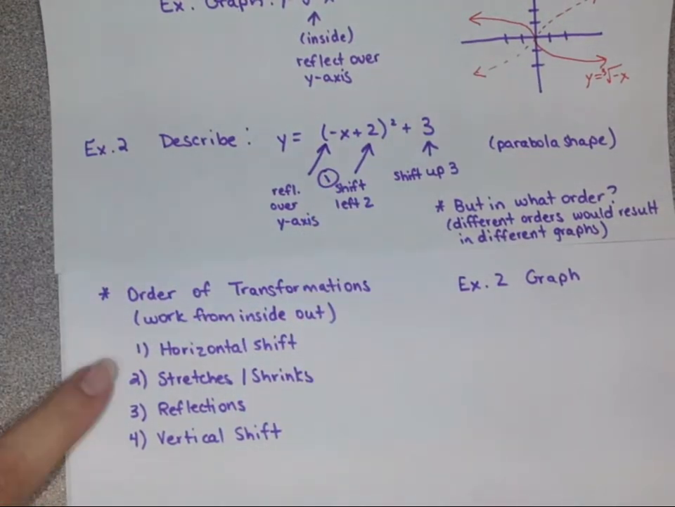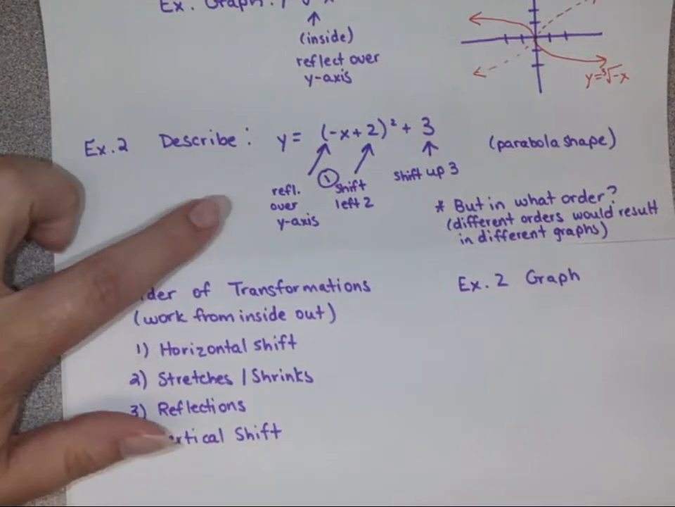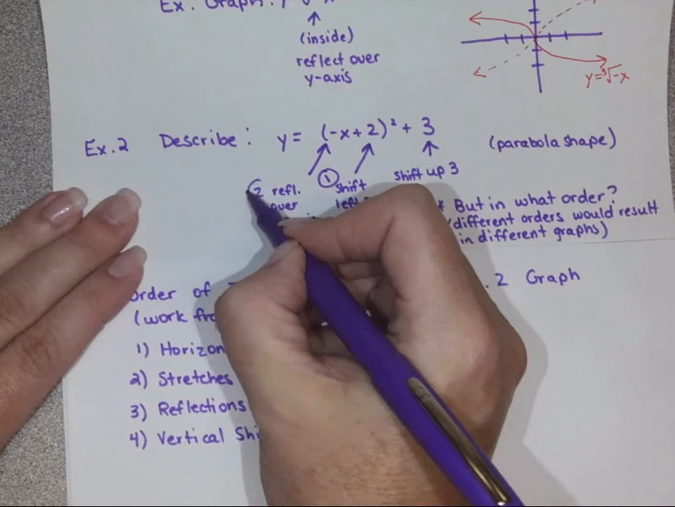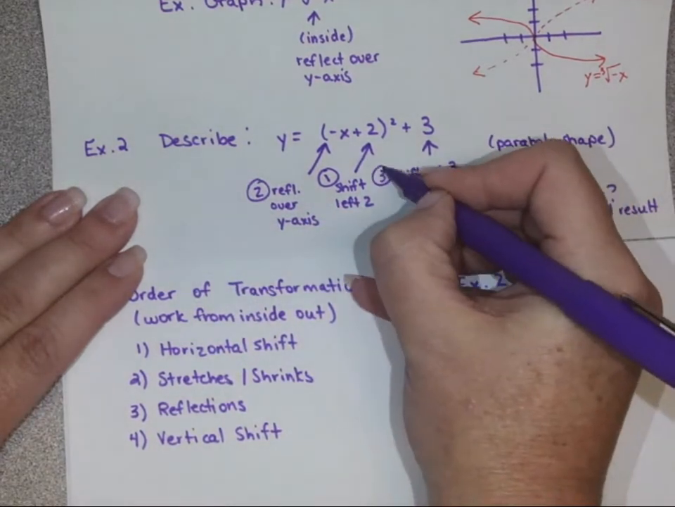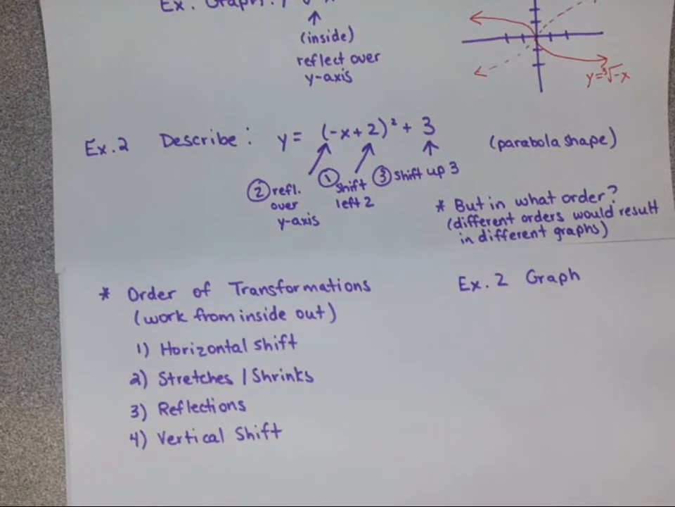And then we don't have any stretches or shrinks, right? We're not there yet, but we're about to be. But then what comes? Then we reflect. And then last but not least, we shift what? Vertical, or up 3. Notice it is working from the inside out. Here's the most inside piece, and then we went out to here, and then finally here. So we're working our way out. The last thing we do is always the vertical change.